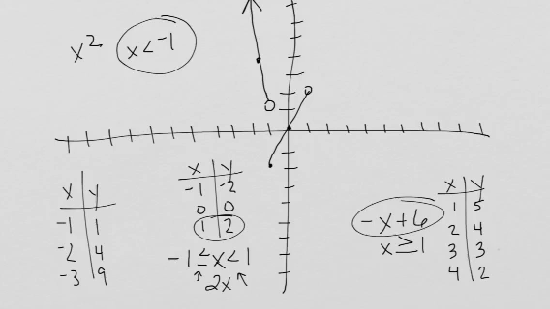I can put a dot, this is a closed dot at 1, 5 because it can equal 1. 2, 3, 4, 5. A dot at 2, 4, 3, 3, 4, 2, and so on. Connect my dots and put an arrow at the end because this continues for infinity. My piecewise function is graphed.